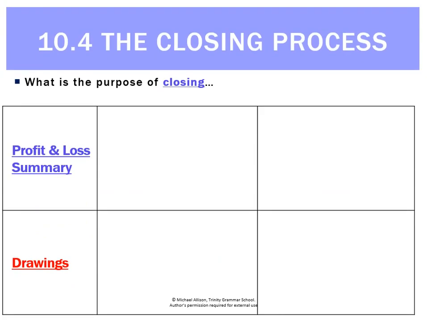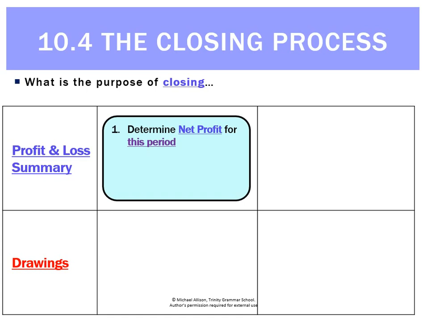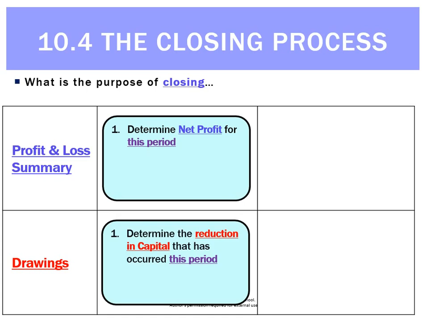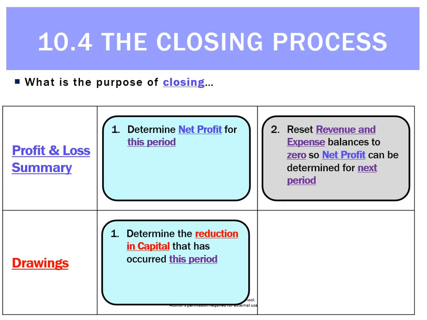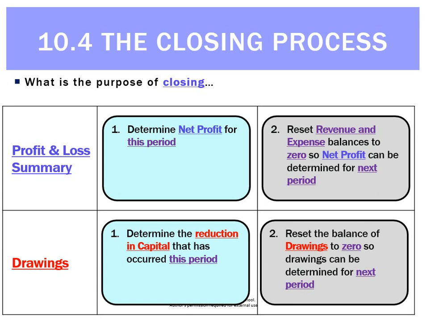So what's the purpose of closing? It's to the profit and loss summary account. That was to help calculate profit for this period. But for drawings, why do we close it? We close it to determine the reduction in capital for this period. Second reason we close profit and loss summary is to reset revenue and expense accounts to zero so we can calculate net profit for next period. For drawings, the second reason we close is so we can reset drawings to zero to calculate drawings for next period.